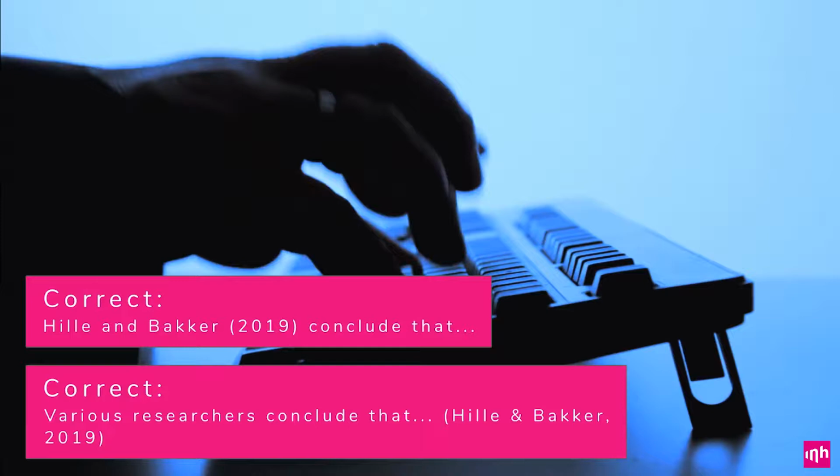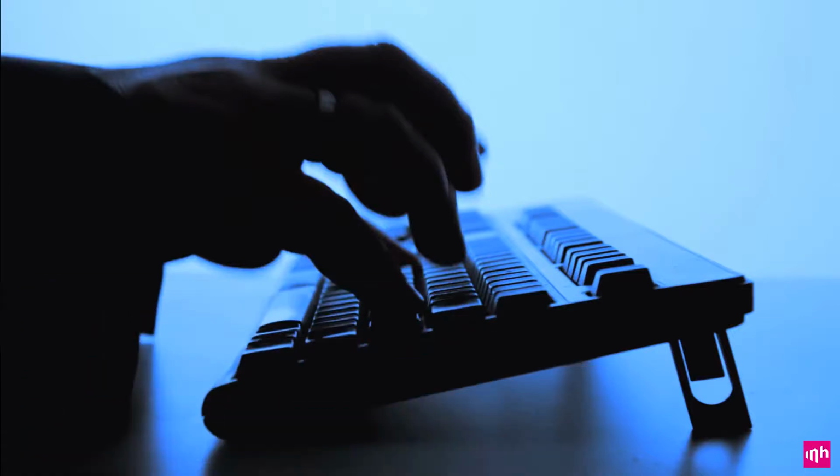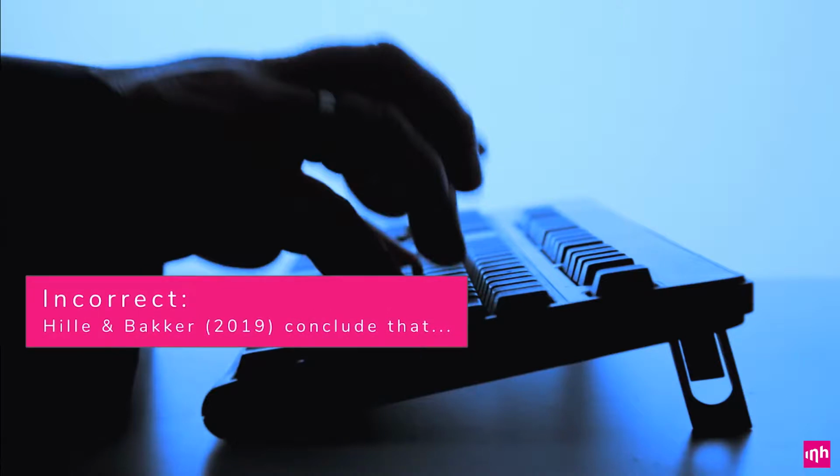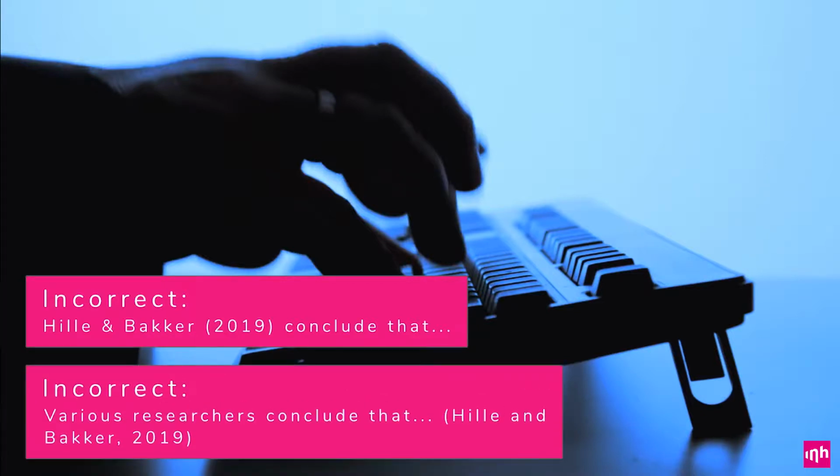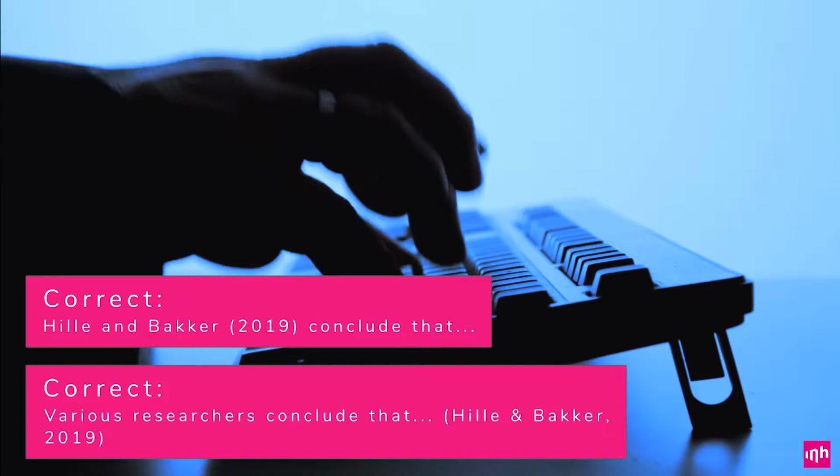Correct. Various researchers conclude that, between parentheses, Hille ampersand Bakker, 2019. Incorrect. Hille ampersand Bakker, 2019, between parentheses, conclude that. Incorrect. Various researchers conclude that, between parentheses, Hille and Bakker, 2019. The first two examples show how to do it correctly, which entails using the word and in the sentence itself. However, if the authors are between parentheses, the ampersand must be used.